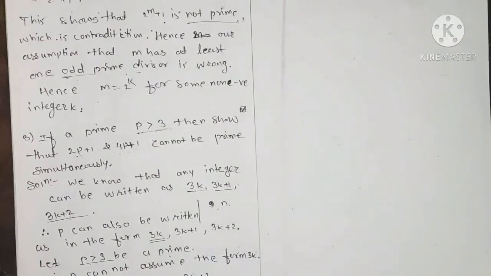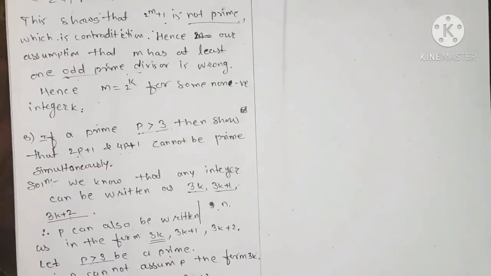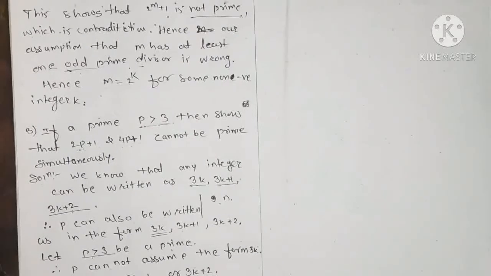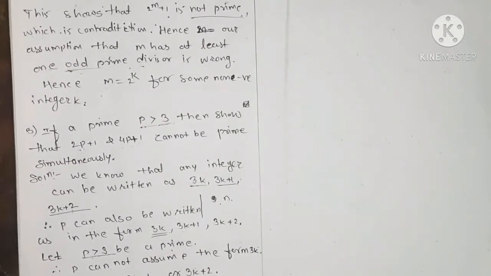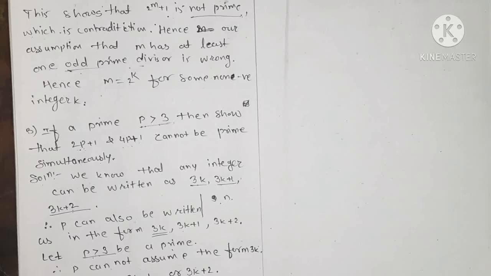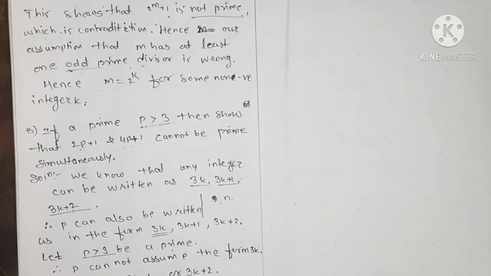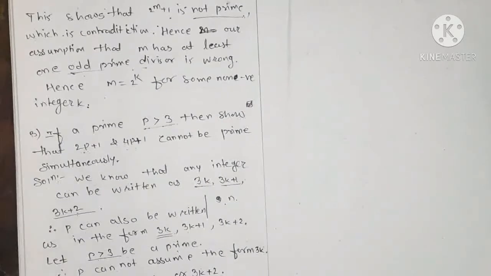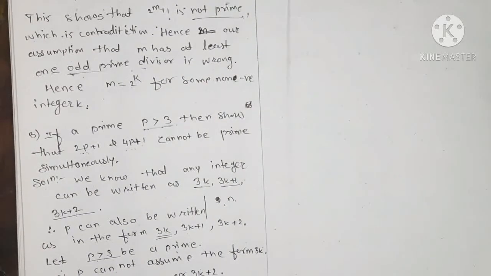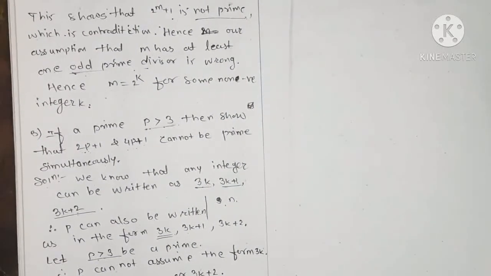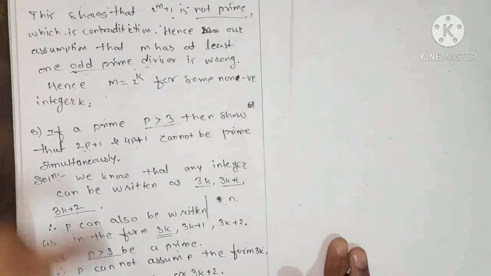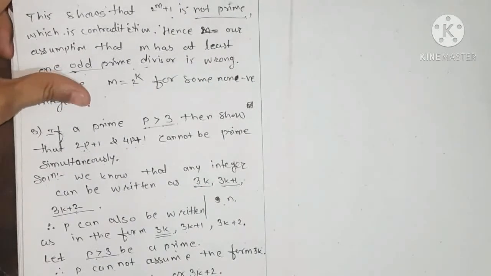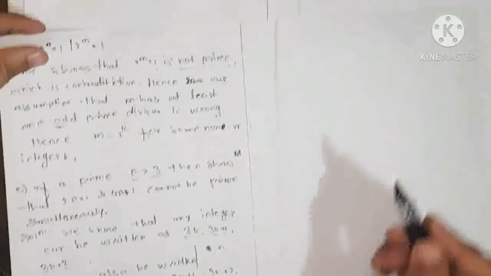So we first take p equals 3k plus 1. When p is equal to 3k plus 1, then 2p plus 1 is equal to, substituting the value of p here, 2 in bracket 3k plus 1, and this plus 1 outside the bracket. So multiplying this, 2 into 3k plus 2 plus 1.